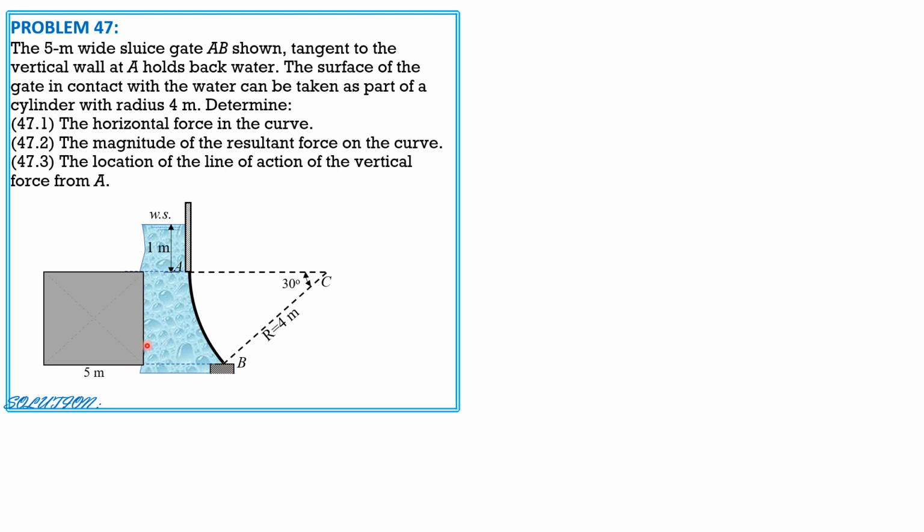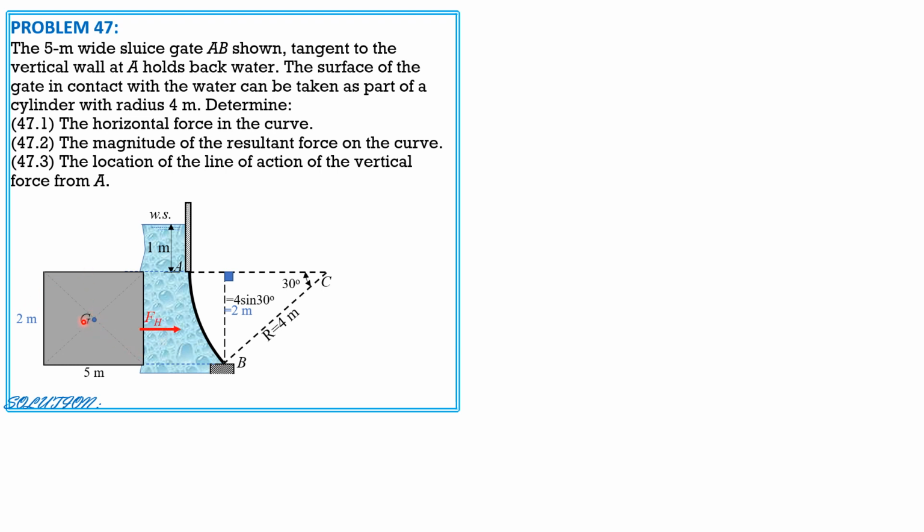So this is the centroid G, and therefore, from this right triangle, this is 4 sine of 30 degrees, and 4 sine 30 degrees is 2 meters. So this is also 2 meters. Therefore, Hg, the distance of the centroid of the projected area to the water surface, is 1 meter plus another half of 2, which is 1 meter. So Hg is equal to 2 meters.